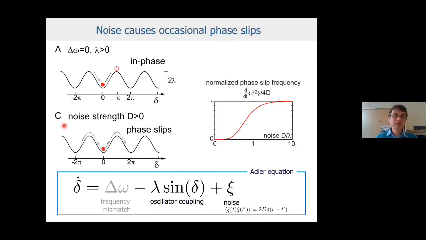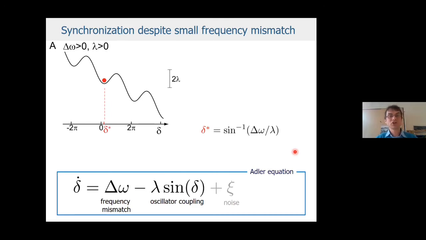If you add noise, then your little ball will not just go to the bottom of the valley, but will actually fluctuate there. And once in a while, there will be such a strong stochastic kick that you will be kicked over this potential barrier. And you can actually nicely compute how the frequency of these so-called phase slips, of these being kicked over the potential barrier, goes up as a function of the noise strength on the horizontal axis. And if there's a frequency mismatch, well, you can still stay in this picture. Now you have to tilt your periodic landscape, and it gives you a small phase shift, but you would still synchronize. But of course, now it is much easier, if there's noise, to be kicked over the barrier to the right.